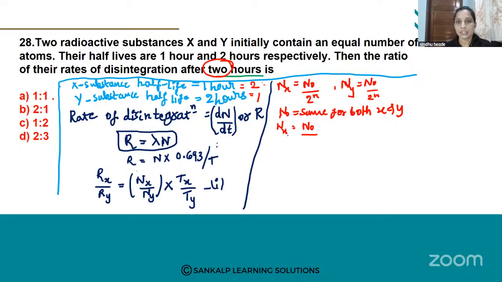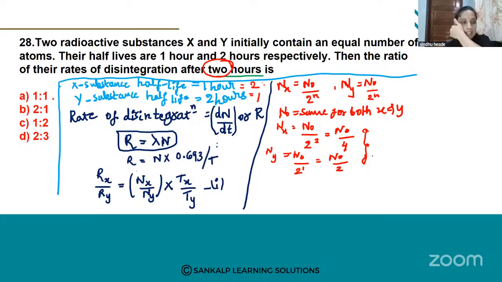So substitute. Firstly, for the x substance, N naught divided by 2 raised to 2. So it becomes N naught by 4, since 2 raised to 2 is nothing but 4. Then what about Ny? Ny is equal to N naught divided by 2 raised to 1. It is N naught divided by 2. Now you get the Nx and Ny values.